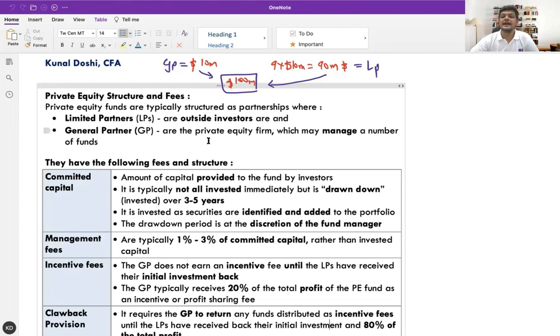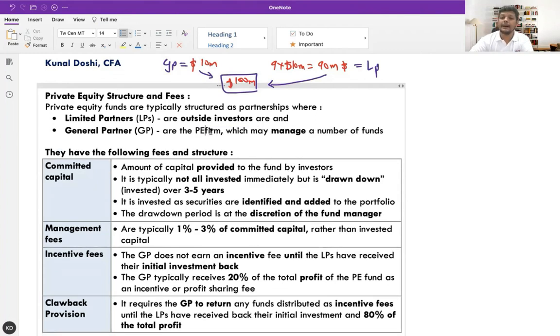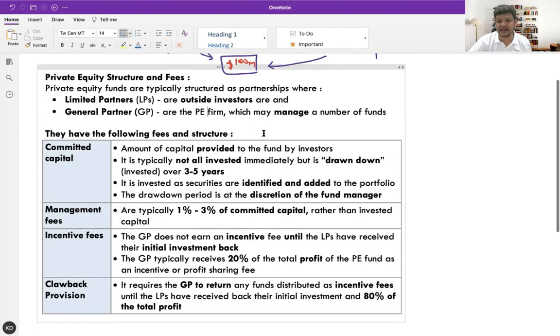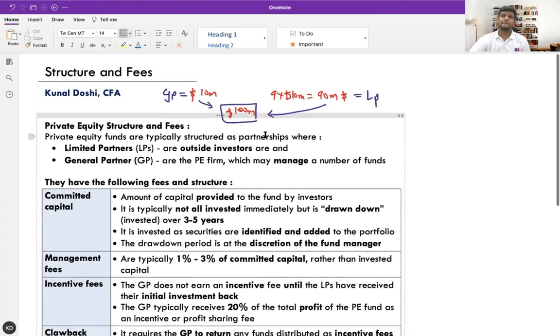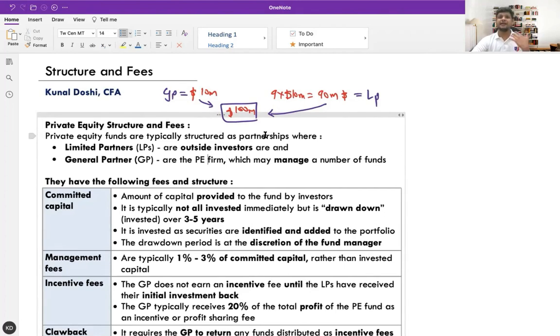Right. So limited partners are outside investors. General partners are the PE firm, which will manage a number of funds. So they are the ones who will not only invest, but also manage the fund, right? Now, ideally, who asks for the money from whom? The fund asks for the money from the investors, right?